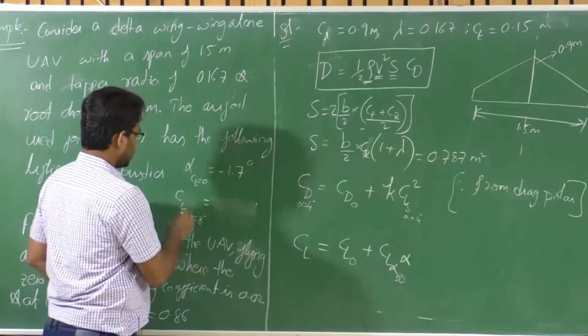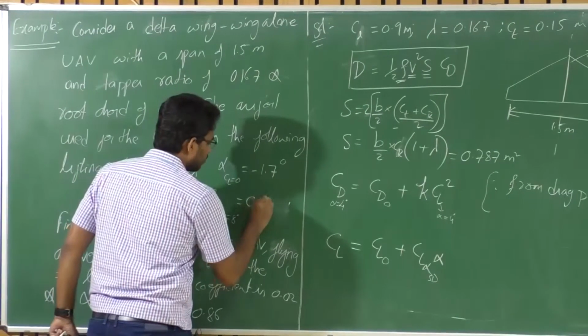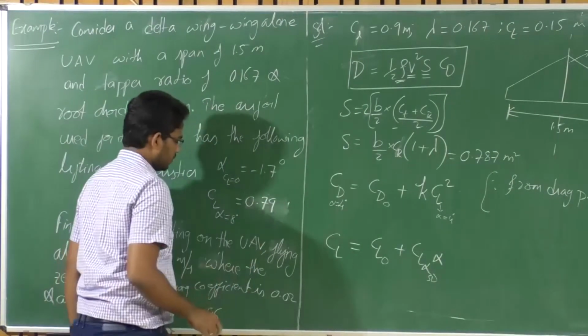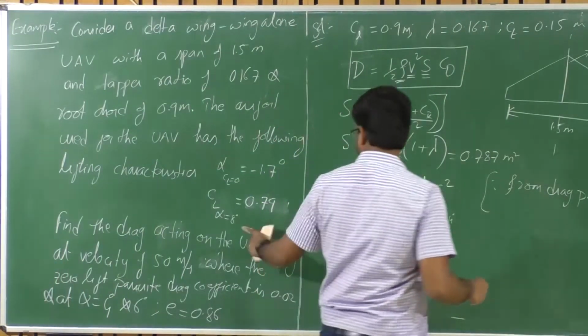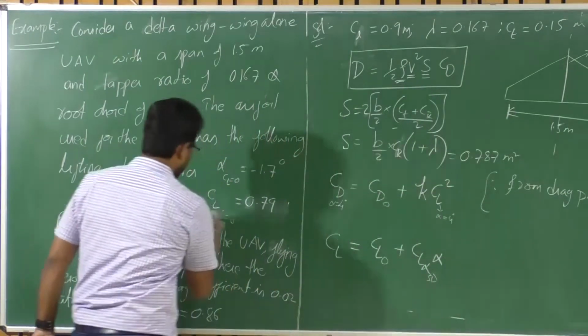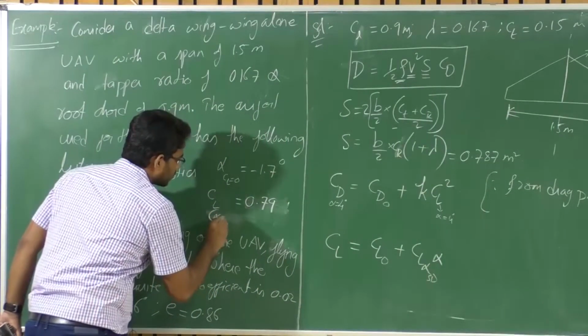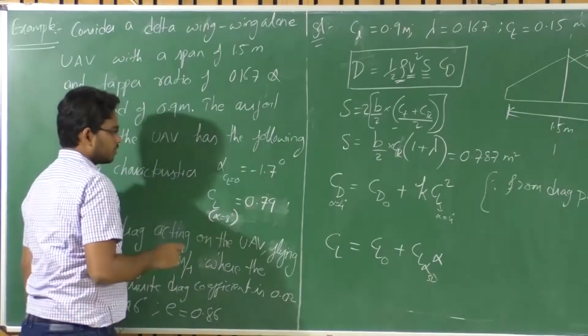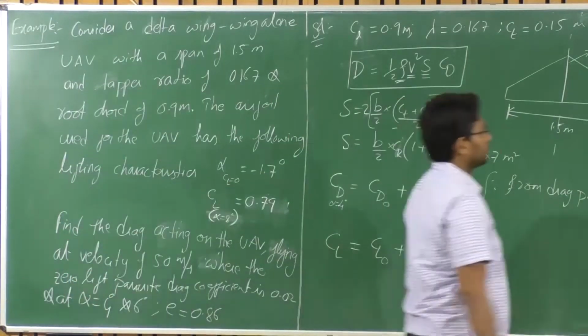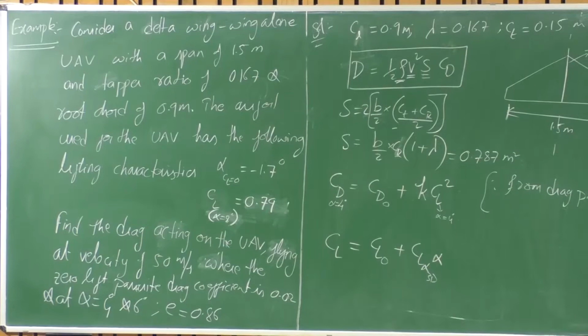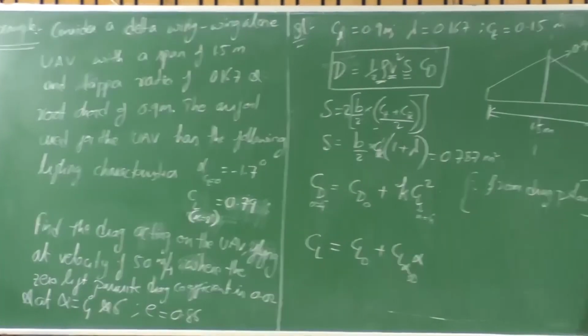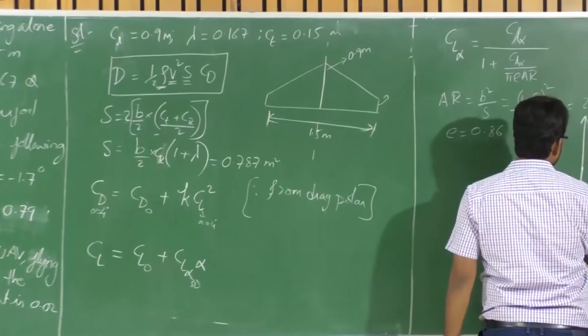So please make a correction. The CL at alpha 8 degrees is 0.79, right? It's not CL alpha. It's CL at alpha equal to 8 degrees is 0.79. So what we have is the following data, the airfoil data here.